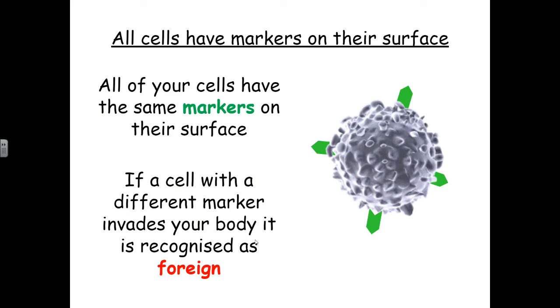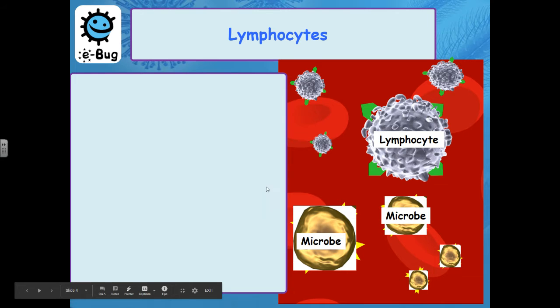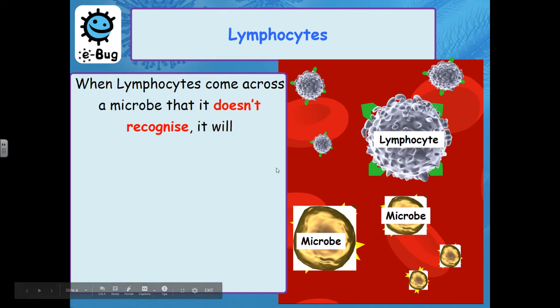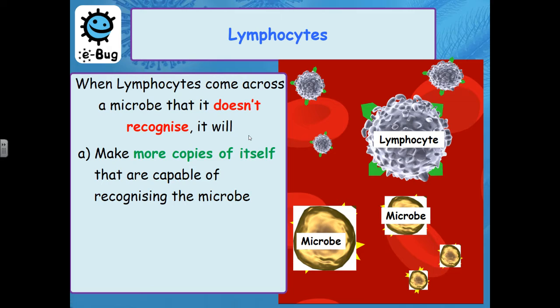All of the cells in your body have markers on their surface. They are self-markers. They tell your body that that cell is from your body. Cells that are not from your body have markers on the outside that are not deliberately designed to tell your body that they're not from you, but if your body doesn't recognize them, it assumes they are foreign or not yours.